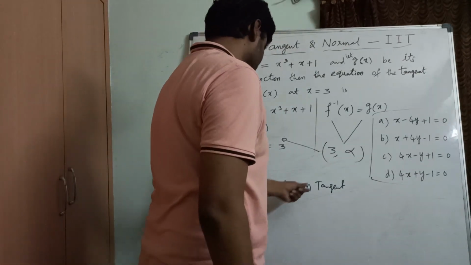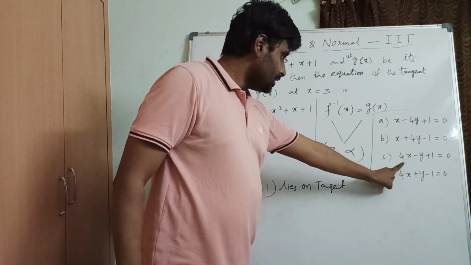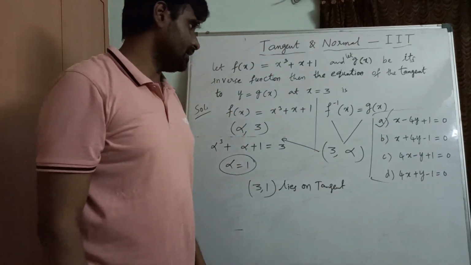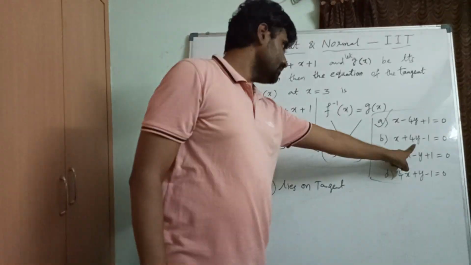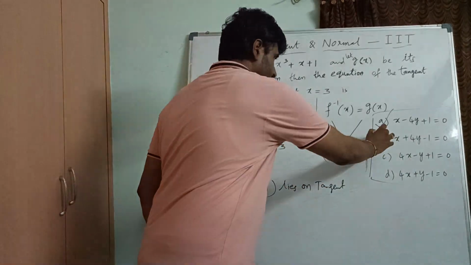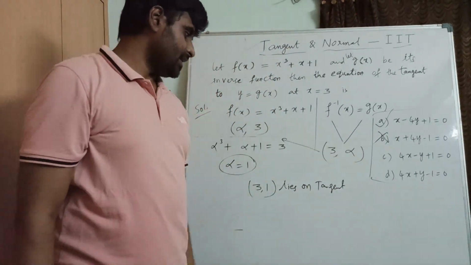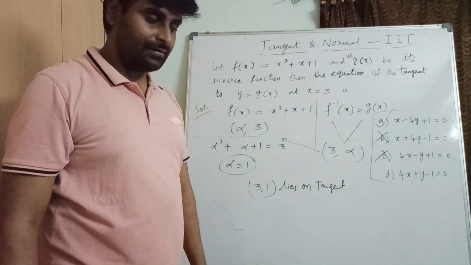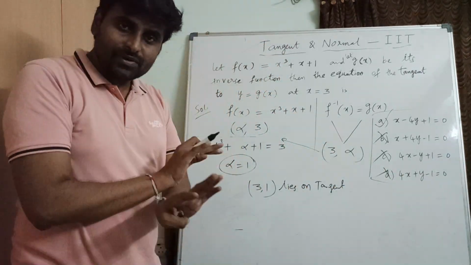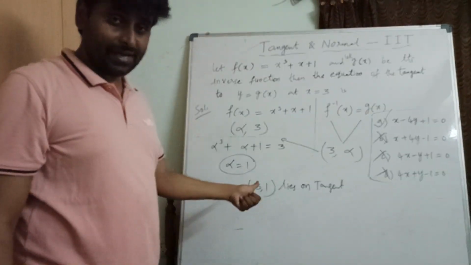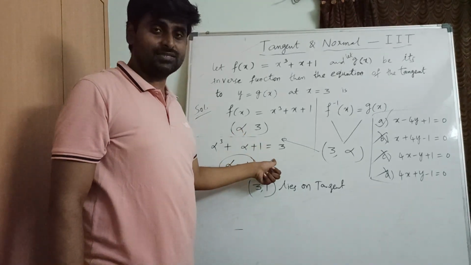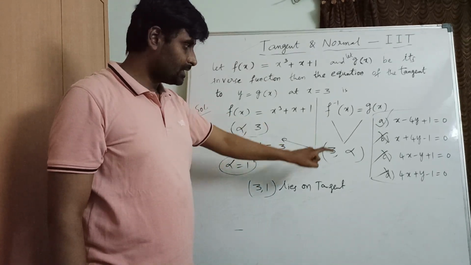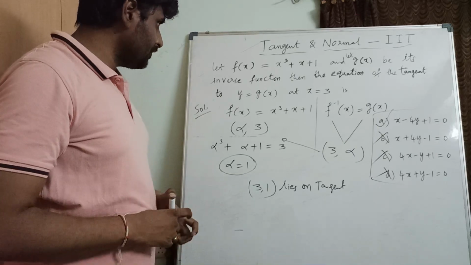If you substitute 3 comma 1 there, 3 minus 4 minus 1 plus 1 is 0. Yes, this is the correct option, correct? Here 3 plus 1 is 7, 7 minus 1 is 6, it will not satisfy. Here 12 minus 1 is 11 plus 1 is 12, no. Here 12 plus 1 is 13, 13 minus 1 is 12, so it's not 0. Clear? It's very easy to solve. So minimize the time, so you can solve the maximum number of questions, correct? We have to save our time for every problem. Clear? So hope you have understood. Make a note of it by pausing the video.